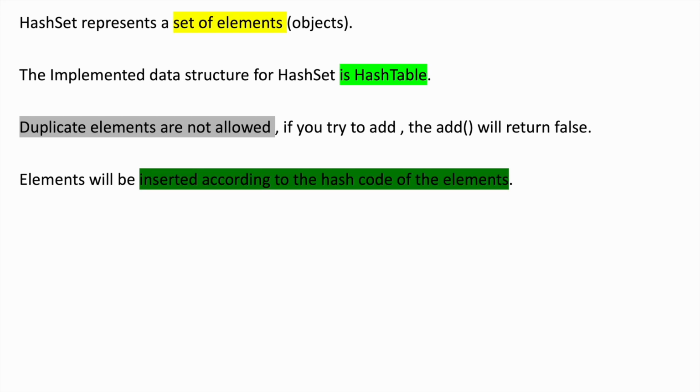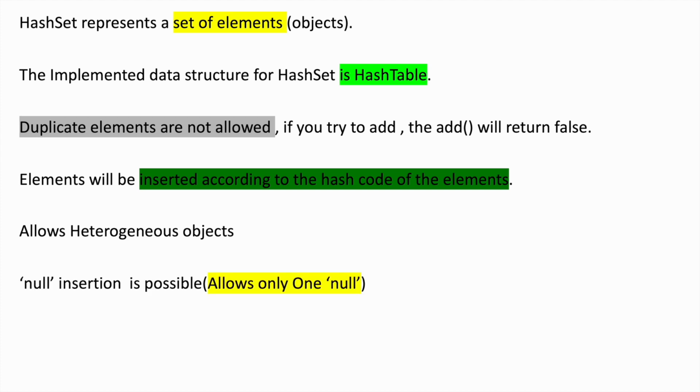Elements will be inserted according to the hash code of the elements. So the elements of the HashSet will be ordered according to the hash code of the elements. HashSet allows heterogeneous objects, that is, HashSet can store different types of data. Null insertion is possible. HashSet allows only one null value. So these are all the properties of HashSet.